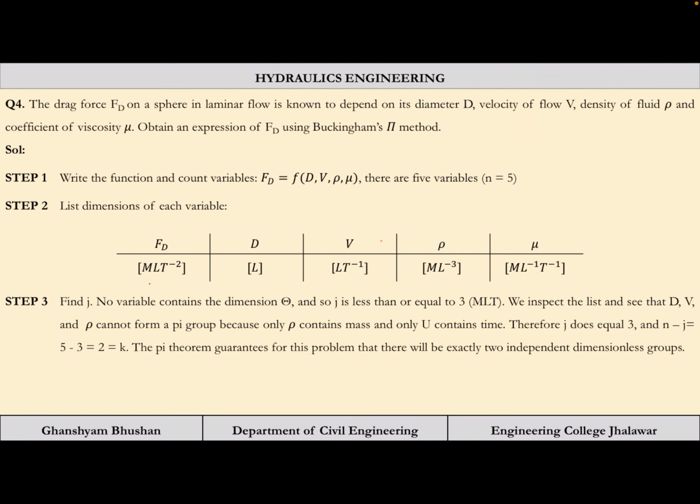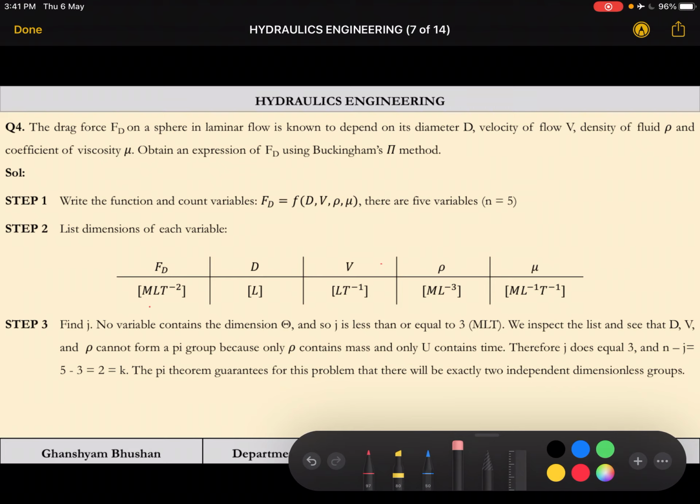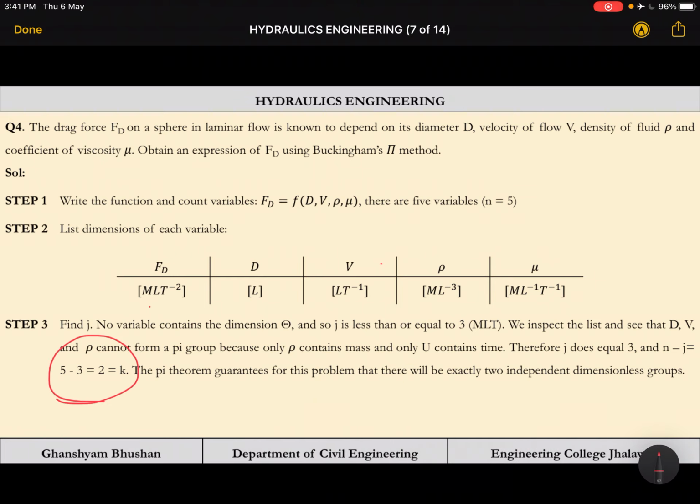Clear? So we have found the dimensions of each variable. Now we have to find j. J is nothing but 3, as I have told you, 3 repeating variables will be there: d, v, and rho. So j is 3. Finally we have k, the number of pi groups for this problem. So there will be 2 pi groups, 5 minus 3. Here you can see it, this is 5 minus 3, so m is 3. That is why 2 pi groups will be formed.